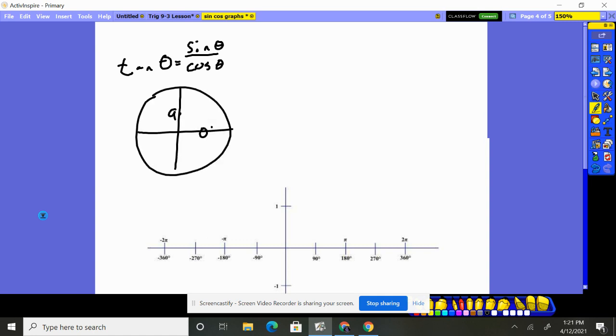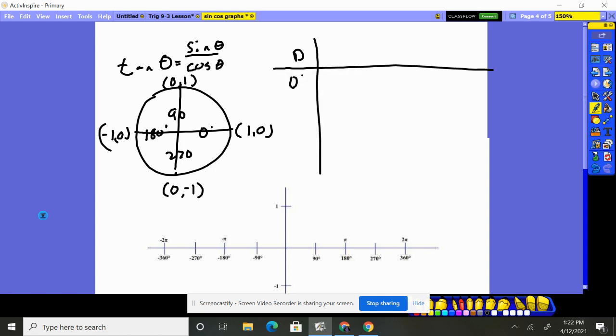Again, 0 degrees, 90, 180, 270. We've gone over 1, up none. We've gone over 0, up 1. We've gone over -1, up none. And 270 over 0, down -1. Now, if we talk our degrees, we're going to do 0, 90, 180, 270, and then we're going to come back to 360. Well, remember the tangent is the sine value over the cosine value, okay?